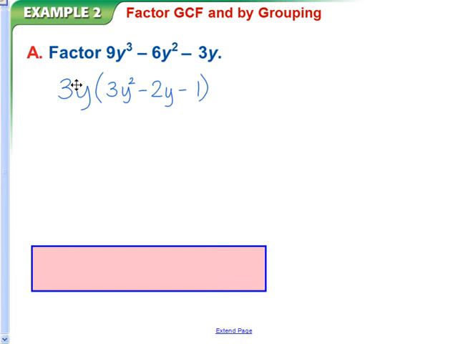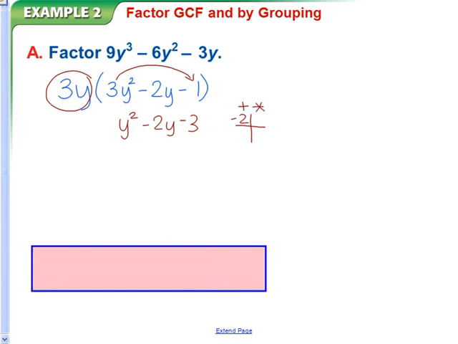Okay, now I'm not done because inside the parentheses, it looks like I could factor that one a little bit. So we've got a number in front of y squared. So we have to multiply it over and write it as y squared minus 2y minus 3. Now we have to remember we've got this 3y out in front, but we'll just drop that back down later on.